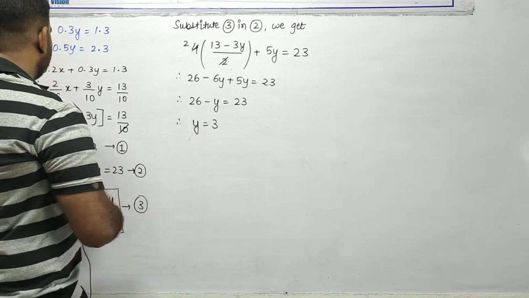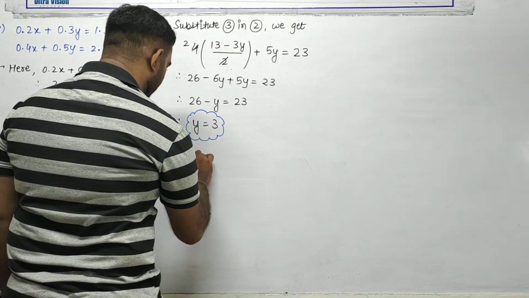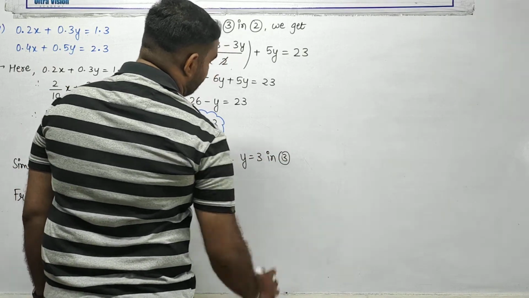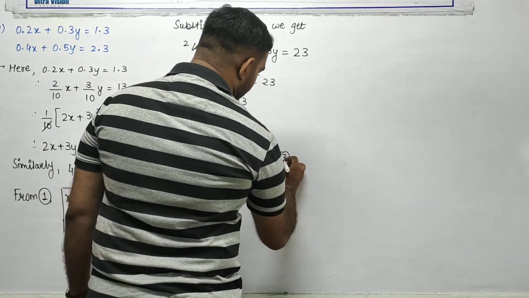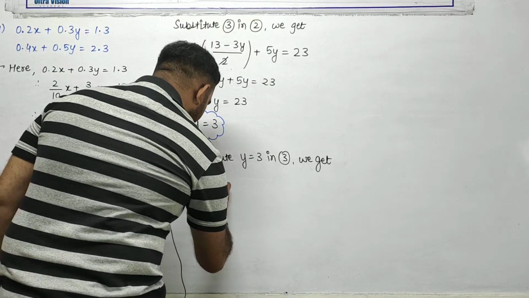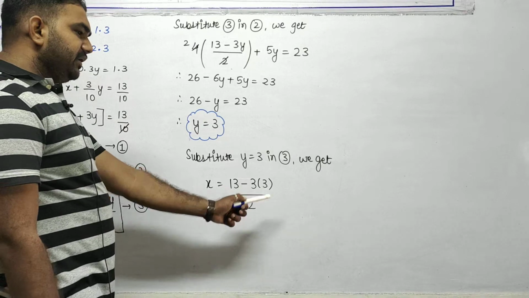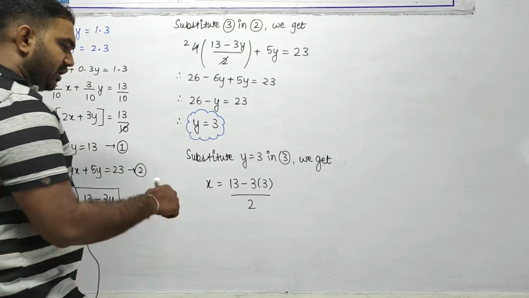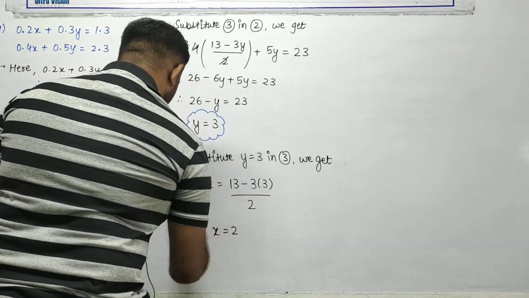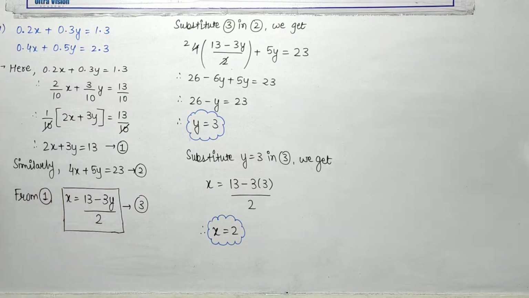So, when I get the y value, which is 3, substitute y equal to 3 in result 3. So I get x equal to 13 minus 3 into 3 upon 2. 3 into 3 is 9. 13 minus 9 is 4. And then 4 upon 2 is 2. So the x value is 2. Here we get the second value of the solution, that is, x is equal to 2.